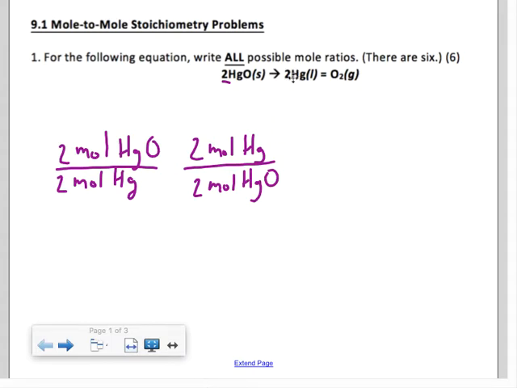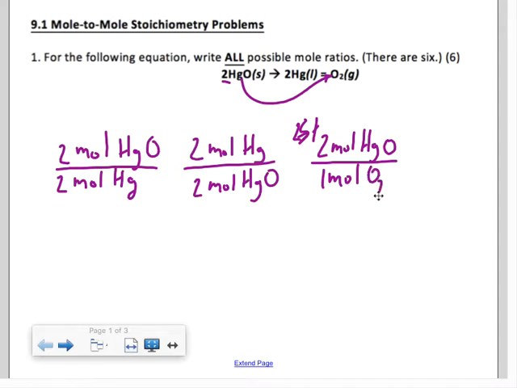Let's take a look at the relationship between HgO and oxygen. Oops. All right, I'm just going to start over, sorry. 2 mole HgO over, there's no number in front of oxygen gas, so it's just going to be 1 mole O2. Okay, but then I can flip it, and I'm not going to be able to fit it there. So I got 1 mole oxygen gas over 2 mole HgO.